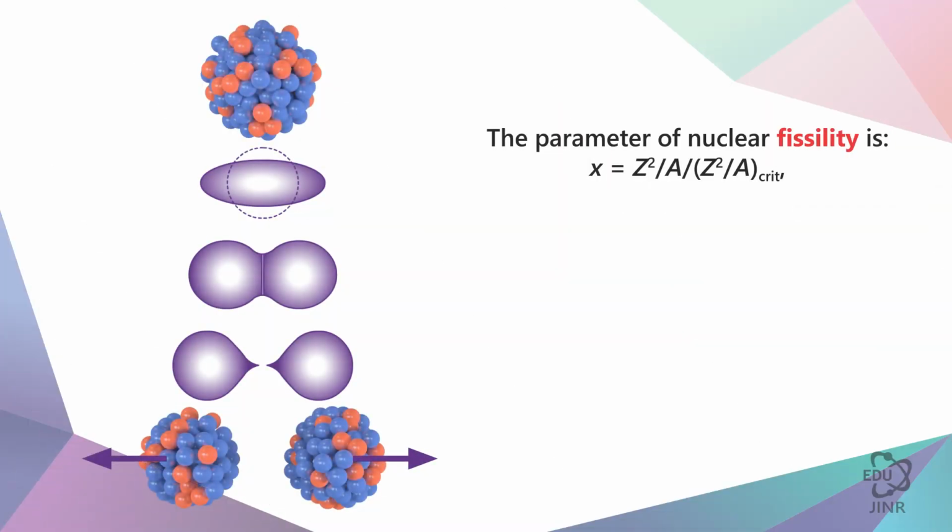Here is the critical point. Once the process has run its course and everything is divided, Z squared over A will be equal to a certain value, (Z squared over A) subscript crit. And according to Bohr's theory, this value equals 50. And at 50, this barrier is 0. This is the moment when the division time is 10 to the power of minus 19 seconds.